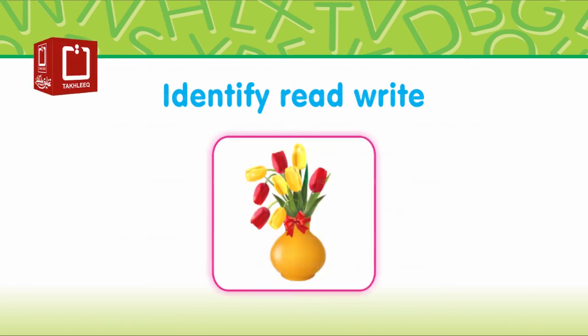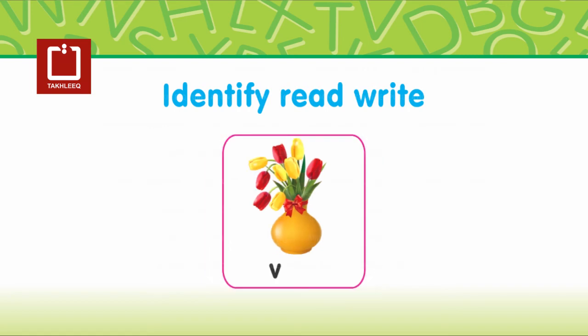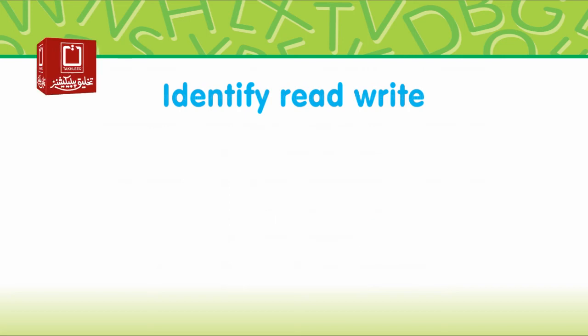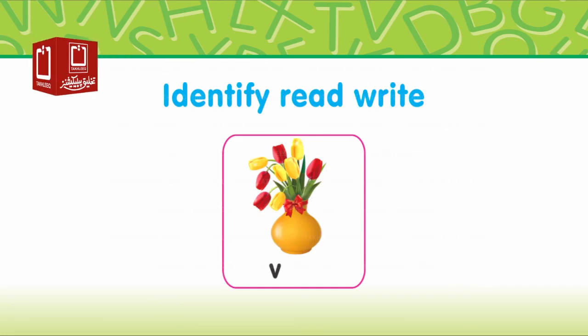We see here the picture of a vase. Now we say the spellings of vase. V A S E, vase. So we write V A S E, vase on lines.